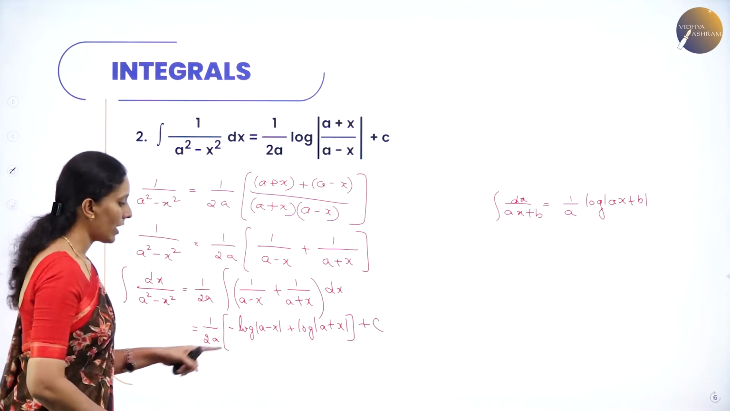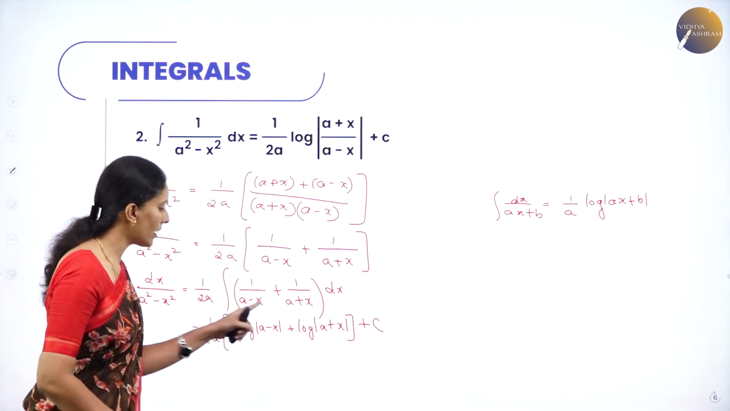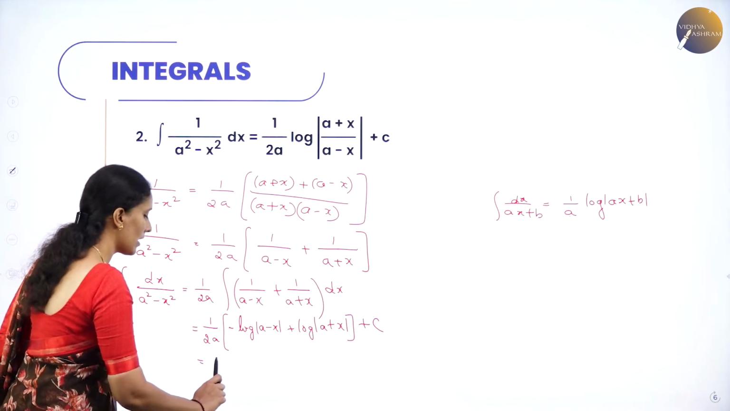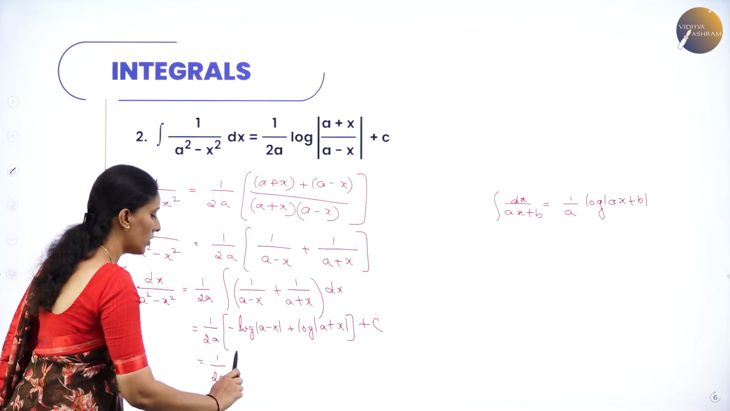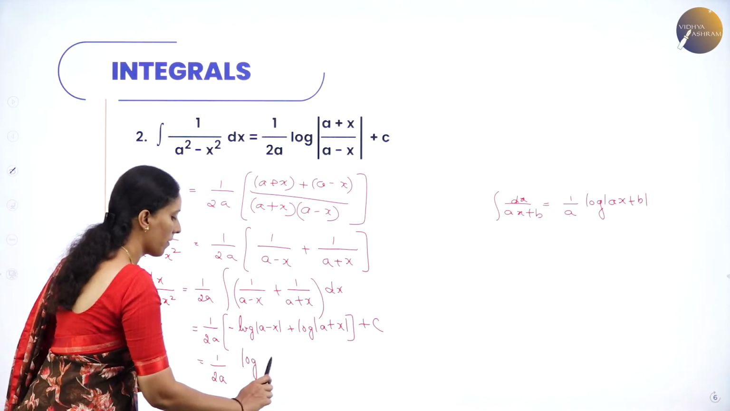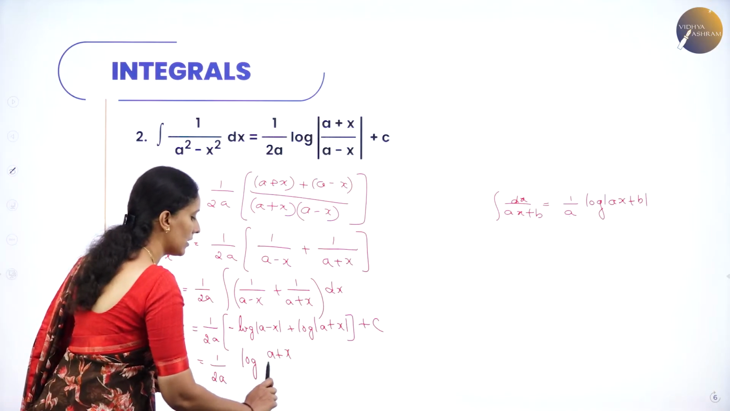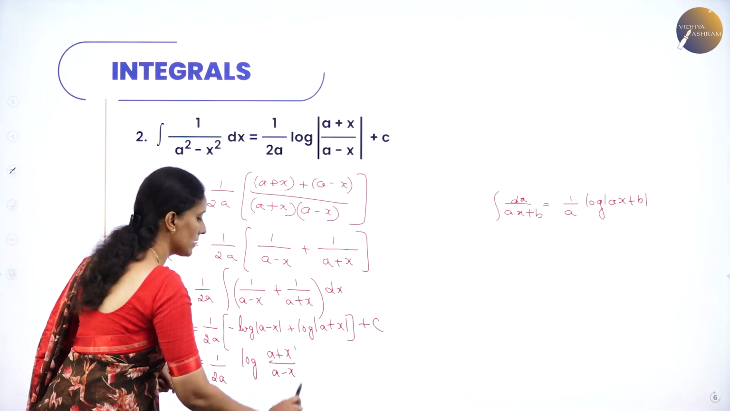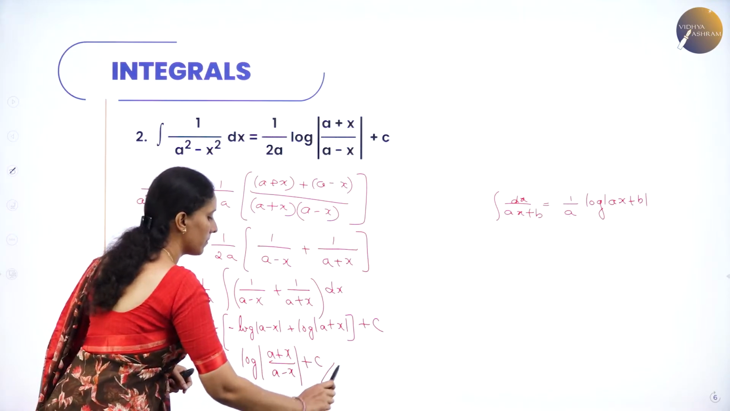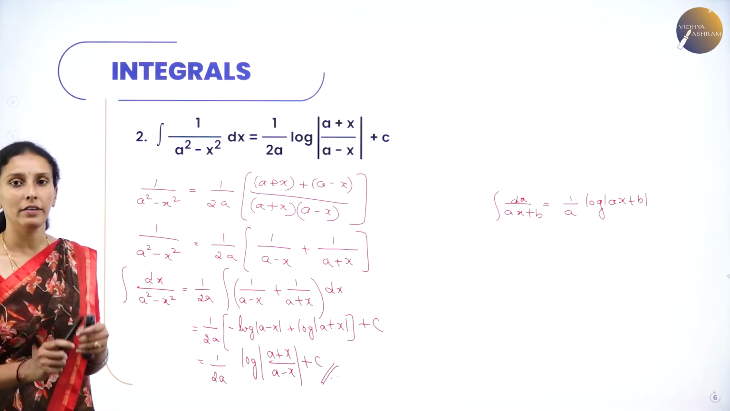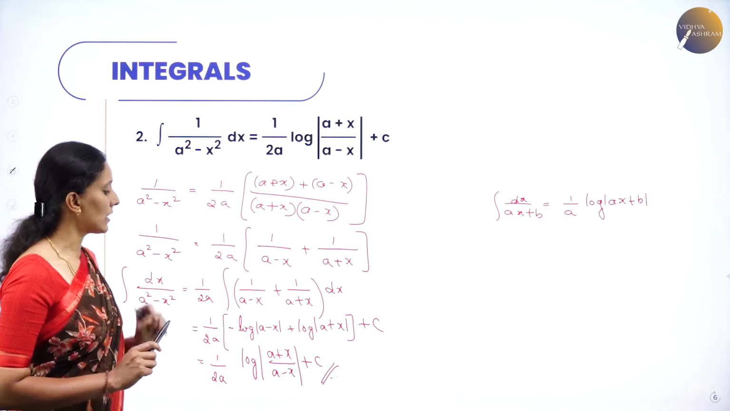So therefore, now again we have this in the form of log x minus log y. Hence I can write this as 1 over 2a log of a plus x divided by a minus x plus c. So this is the given value of the integral.